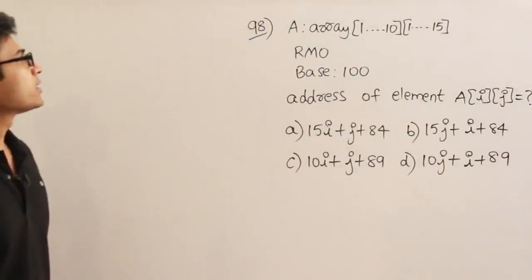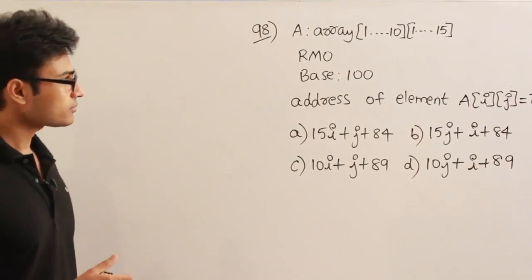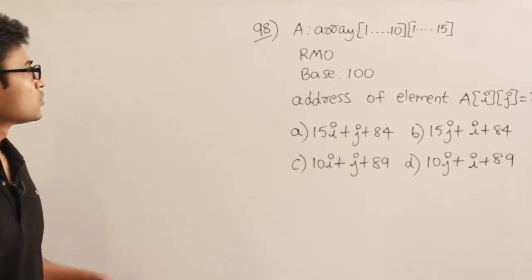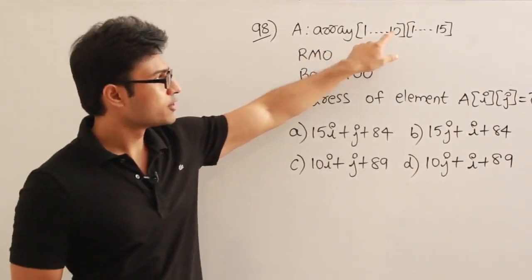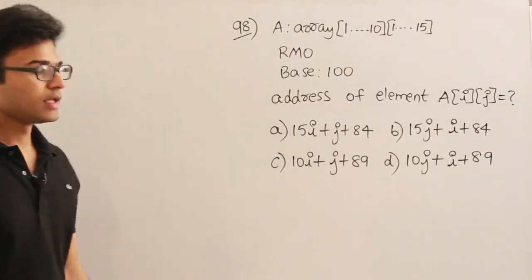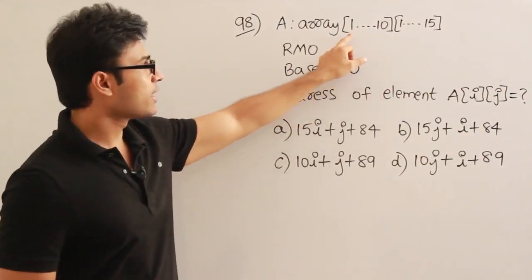This question is given in GATE 1998 about a two-dimensional array and the address. They are giving it like this: A is an array which is having indices from 1 to 10, which means 10 rows and 15 columns. So the size of A is 10 rows and 15 columns, and they have clearly mentioned it.